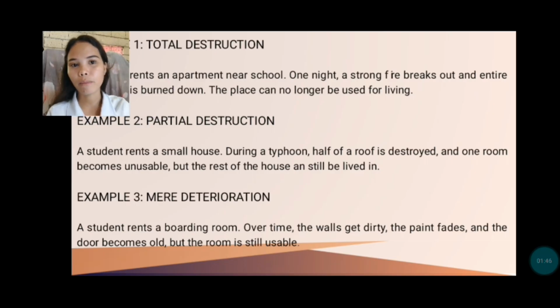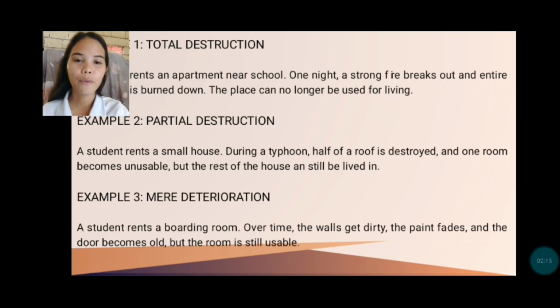So, in example number 2, partial destruction. A student rents a small house during a typhoon. Half of the roof is destroyed and one room becomes unusable, but the rest of the house can still be lived in. So, this is partial destruction because only part of the house was destroyed. The law on destruction will apply because something essential was destroyed.